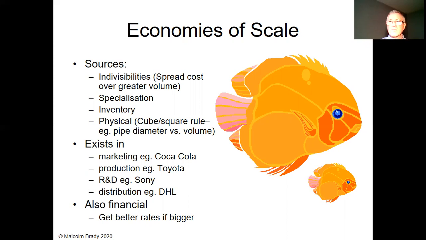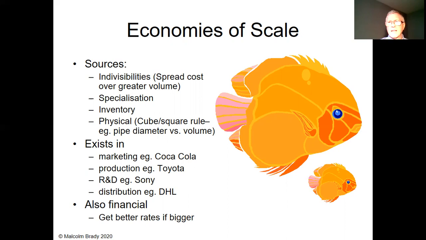Okay. So the larger they are, the more specialists they can employ, and therefore the theory is the more productive they become. Inventory is, again, just with larger sizes, you don't need quite so much inventory to cover the probability of a stock out.